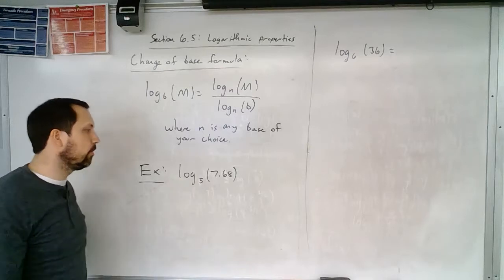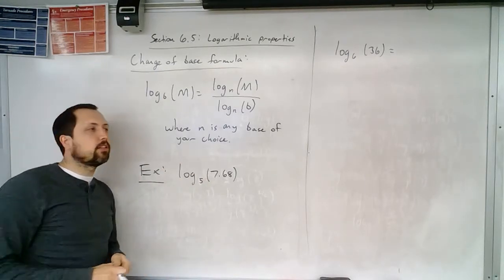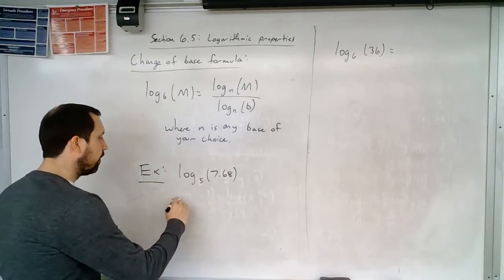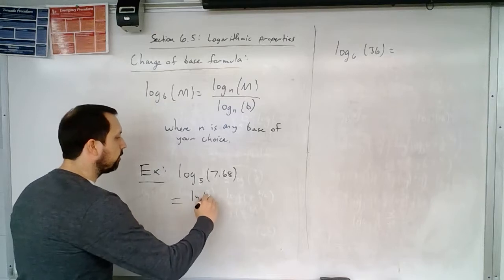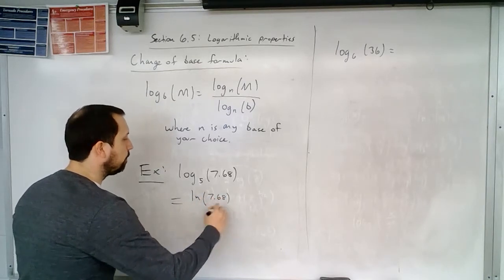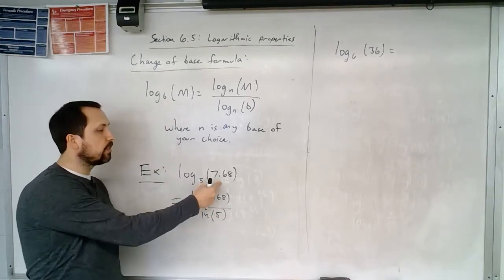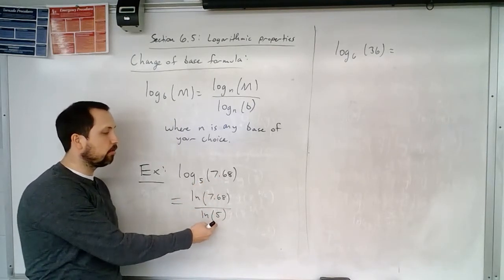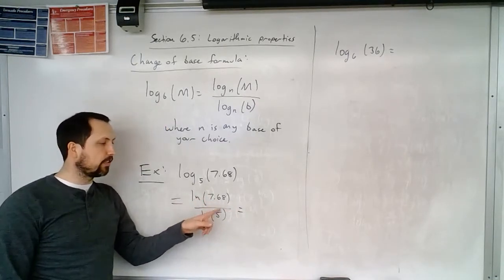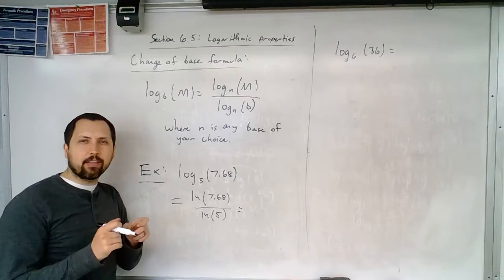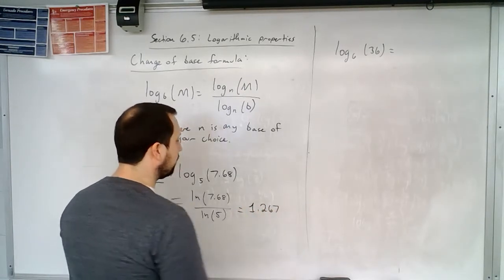If we see this example of log base 5 of 7.68, most calculators can't do this, so we use the change of base formula. I can choose any base, and I'm going to choose natural log. So natural log of 7.68 divided by natural log of 5. This number goes up top, the base goes low. When I type natural log of 7.68 divided by natural log of 5 into the calculator, you should get something like 1.267.